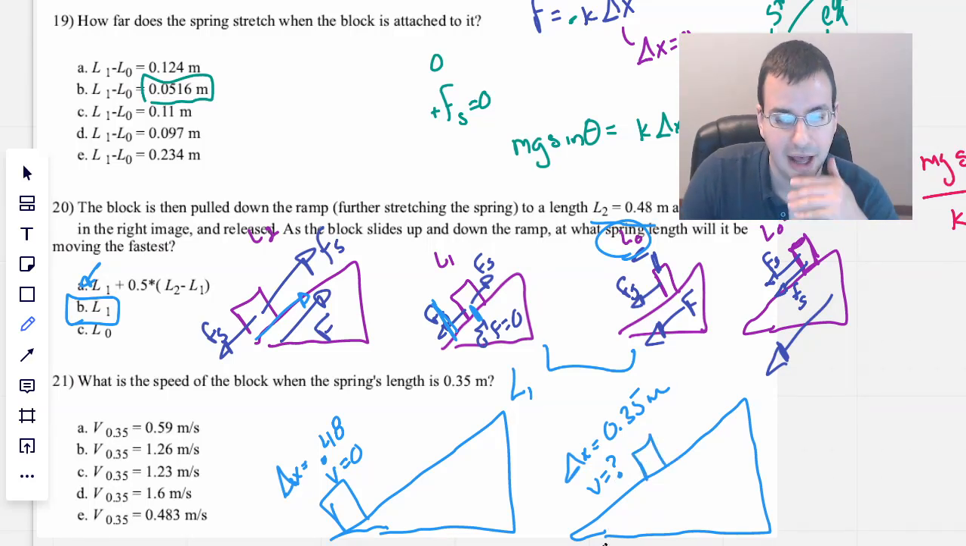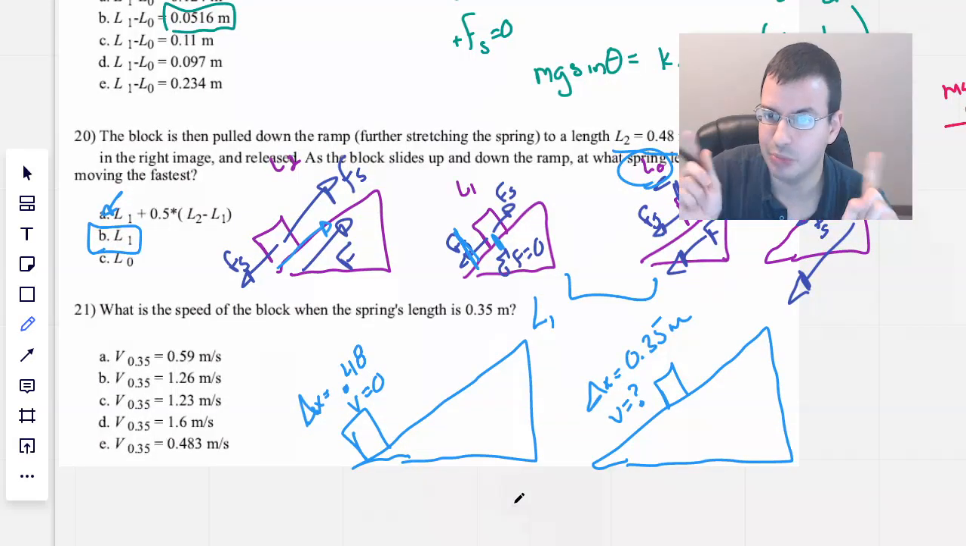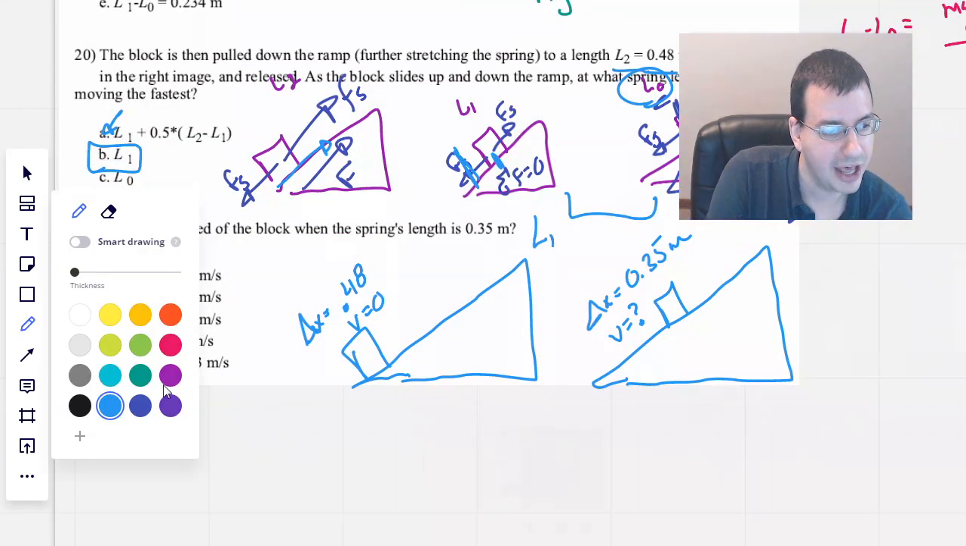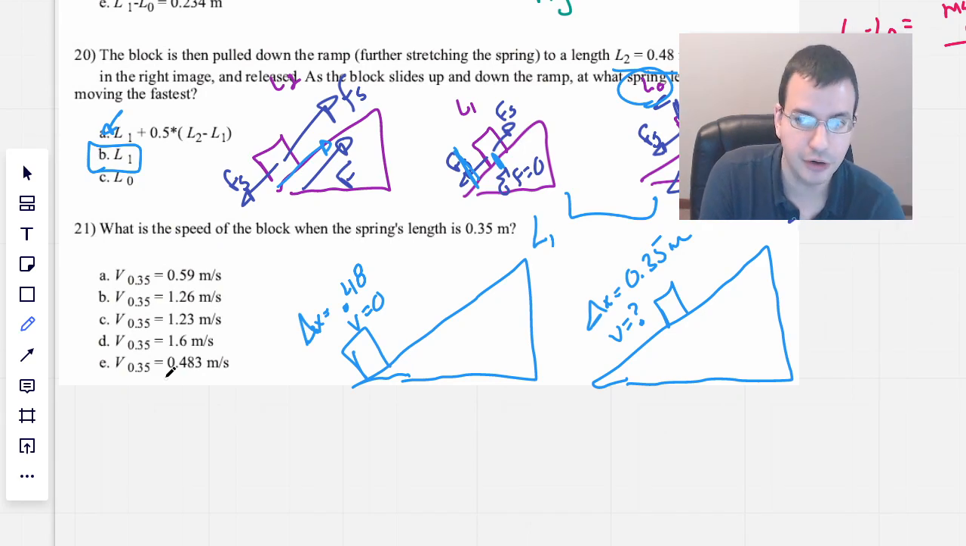So we're going to have the same amount of energy in both scenarios. If we look at the energy in the first one, because there's no way for it to lose energy. No friction. No way to lose energy.